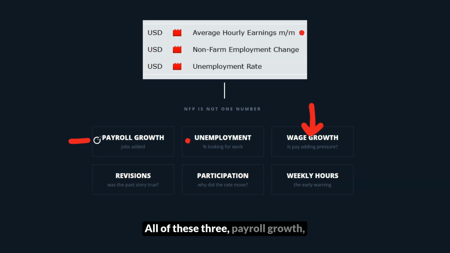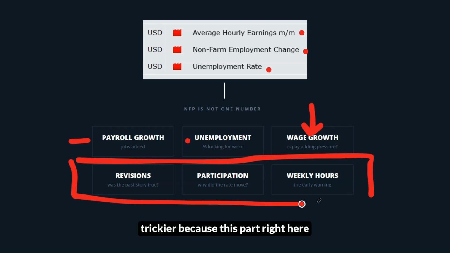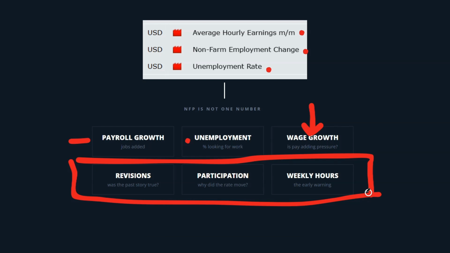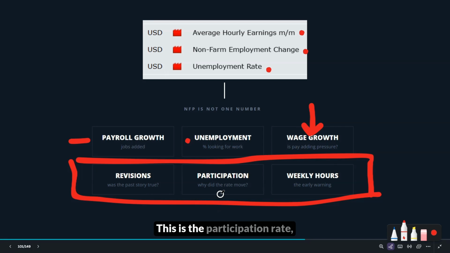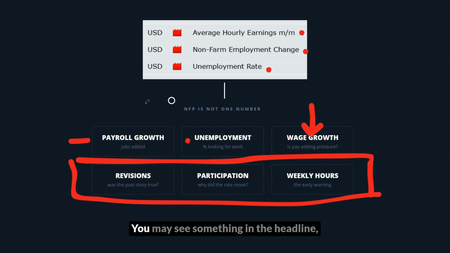All of these three, payroll growth, unemployment, and wages, are released on Forex Factory. But this is where it gets a little trickier, because this part right here is not released on Forex Factory. These are the revisions to the prior NFPs, this is the participation rate, and these are the weekly hours. These three can completely change the message. You may see something in the headline, on the surface, and something else below the surface. And the market is going to care about what's below the surface.